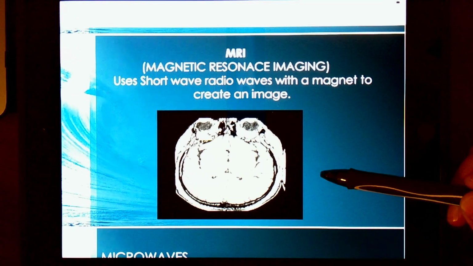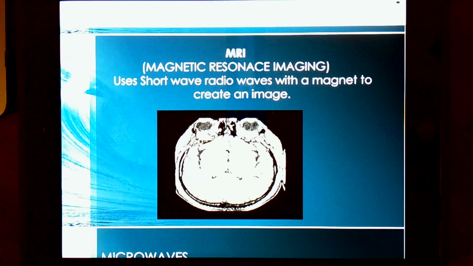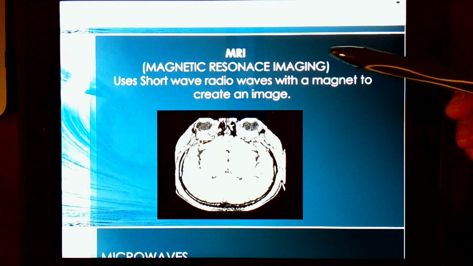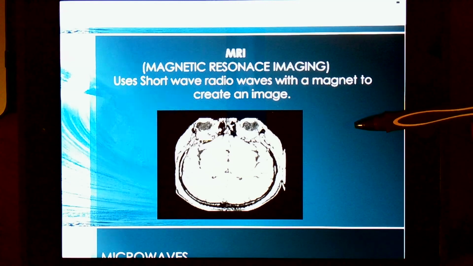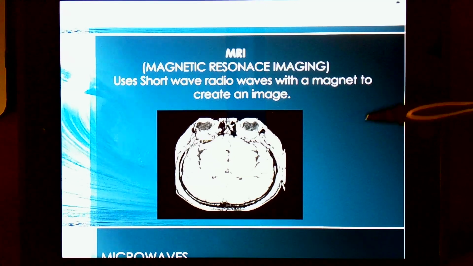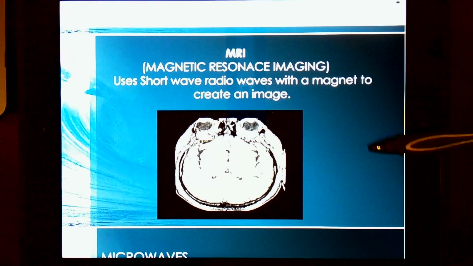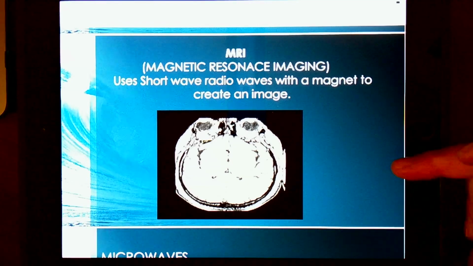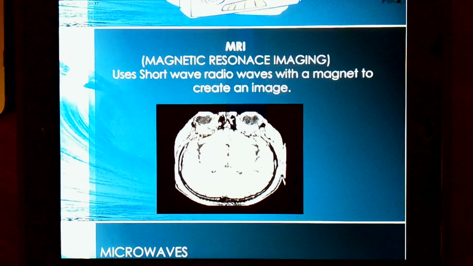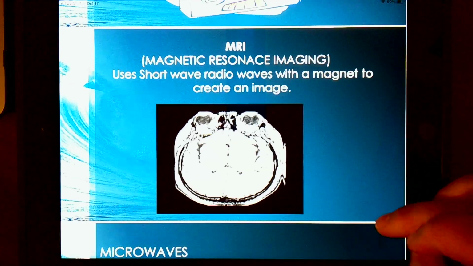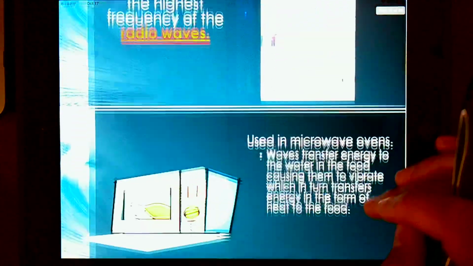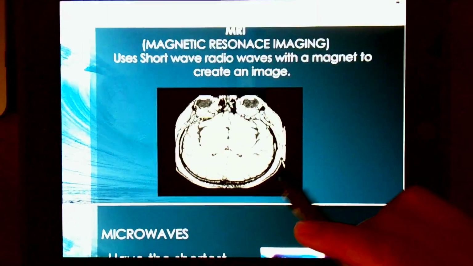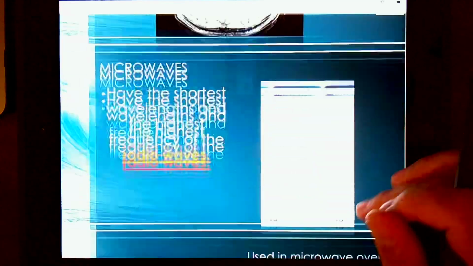So this here would be an MRI machine, magnetic resonance imaging. This uses a short wavelength radio wave with a magnet to create this particular image. You get in that machine and it spins around you every so often. That magnet is going around you in circles, creating this image of your body. And all this does use is a radio wave.